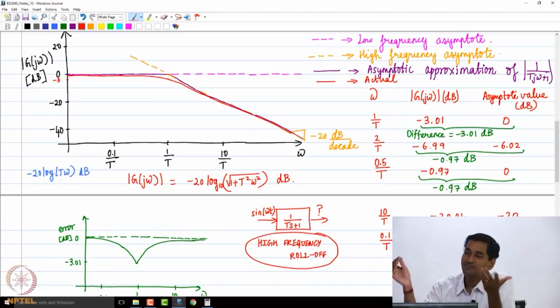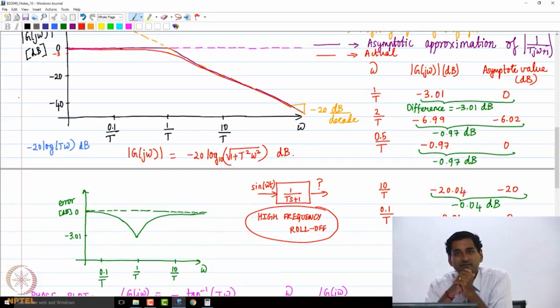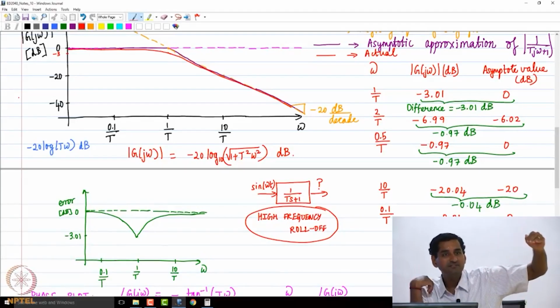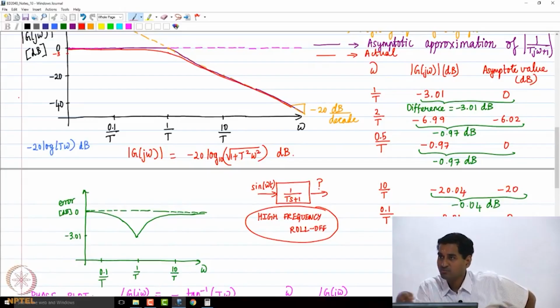So 1 by capital T being the cutoff frequency as far as the low pass filter is concerned, you can immediately see that the definition of bandwidth also applies. So what is bandwidth? What is cutoff frequency? Take any factor, cutoff frequency is the frequency at which the magnitude becomes lower by minus 3 decibels when you compare it with the low frequency constant value. Here the low frequency constant value is 0 decibels. At what value does it become 3 decibels lower than the low frequency value? 1 by capital T.